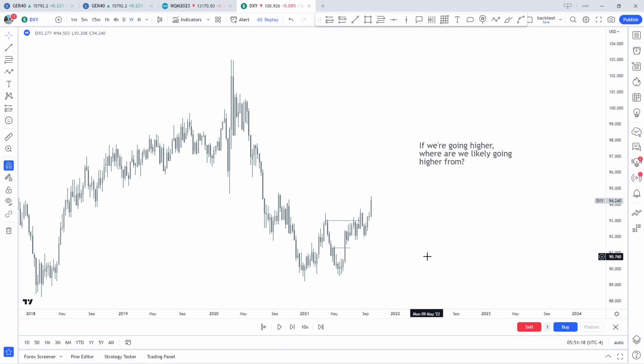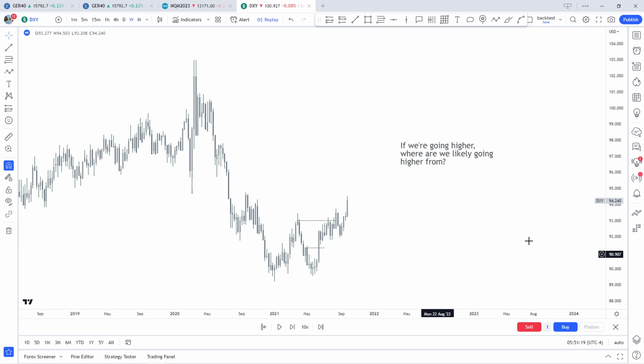Now, next question. If we are going higher, where are we likely going higher from? Because we've seen we are respecting discount arrays right now. We are respecting this breaker. If we are going higher, where are we likely going higher from? This order block right here. If we are going higher, where are we likely going higher from? Well, this order block right here, we do have some kind of fair value gap, but we could see a new fair value gap created right here. And then we might see it go higher from that.